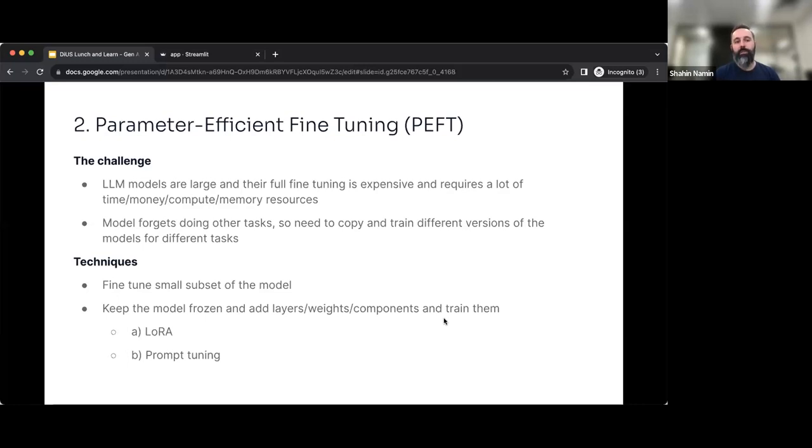And of course, when it comes to these techniques, you are still sacrificing a bit of performance. If you had the opportunity to fully train the model, although it is very expensive, you would get better results. But usually the amount of performance loss is small. The second technique here is to keep your model frozen and add some layers or components to your model and try to train them. Two different techniques that we see commonly used these days are LoRA and prompt tuning, which we will be talking about next.